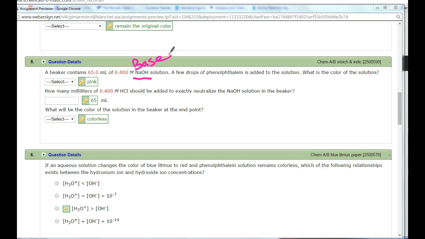So the sodium hydroxide is a base. And how do I know it's a base? Because it ends in OH. Do all bases end in OH? Not necessarily, but if you add phenolphthalein to a base, it turns pink.